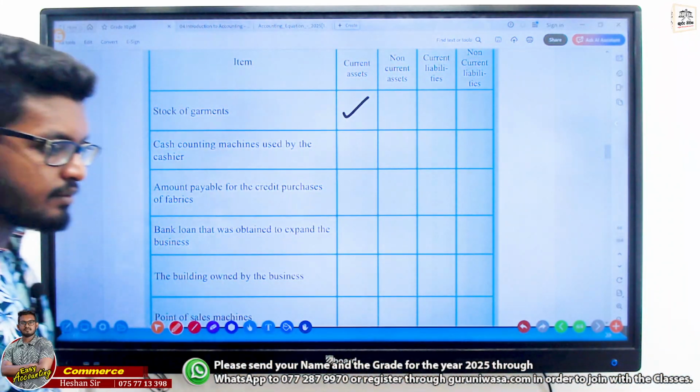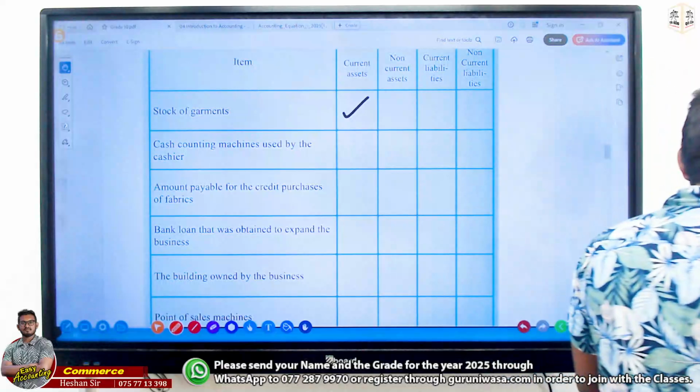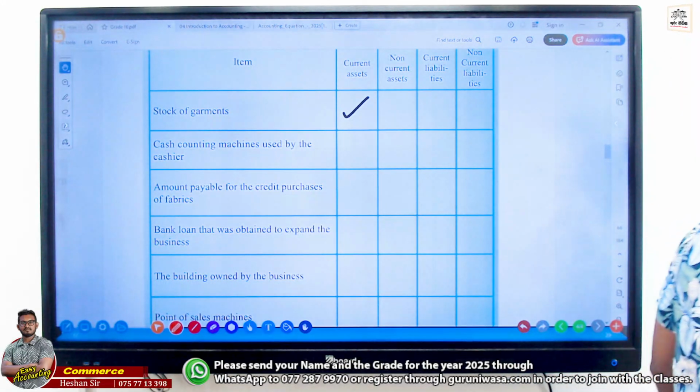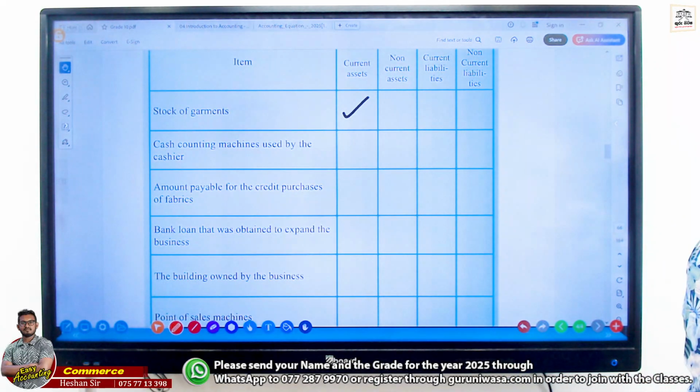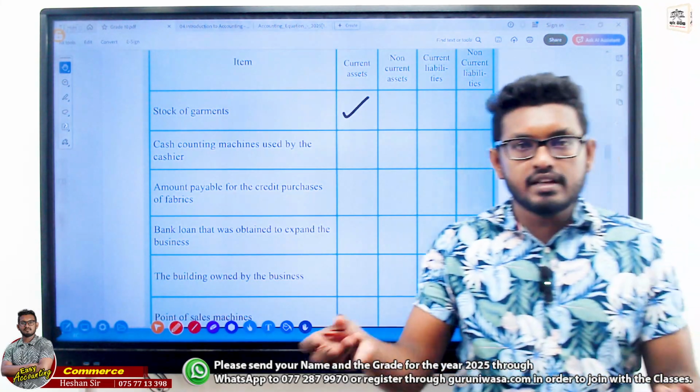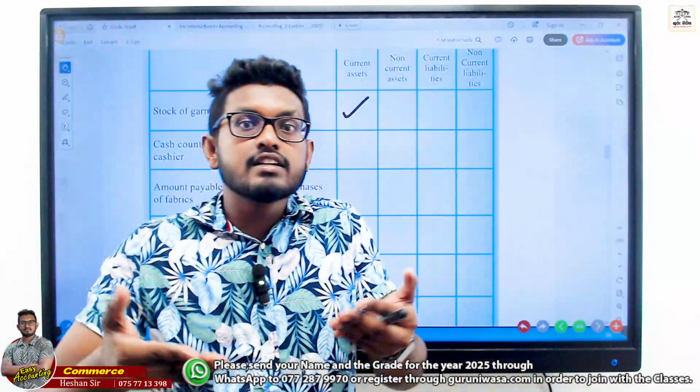Cash counting machine. Non-current asset? Used by the cashier. So you know, a cash counting machine is for counting cash. It is for long-term usage.